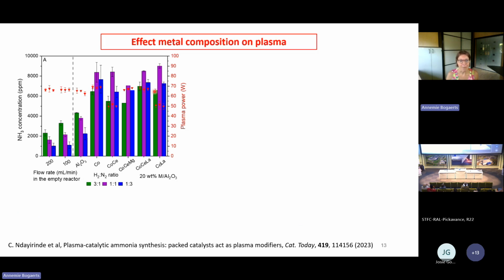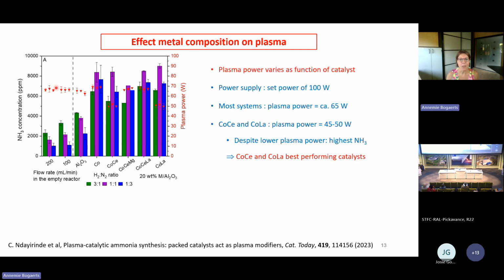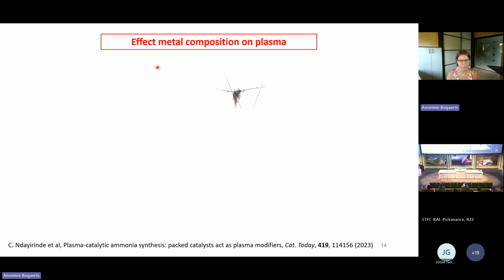Now, if we look at the effect of this metal composition on the plasma behavior, we can see that the plasma power varies a little bit as a function of the catalyst. We apply a plasma power of 100 watts, and most systems give a plasma power of around 65 watts, while a few catalysts like the cobalt cerium and cobalt lanthanum had a plasma power of 45-50 watts. So despite this lower plasma power, they have the highest ammonia synthesis. So they seem to be performing somewhat better.